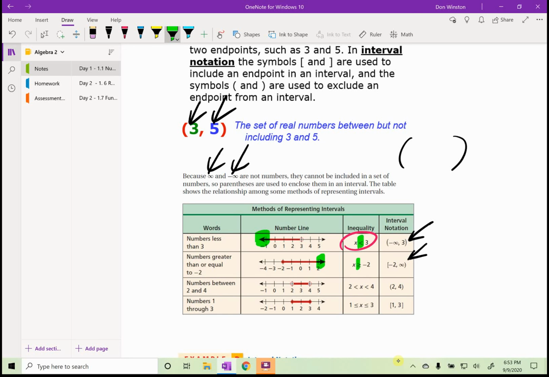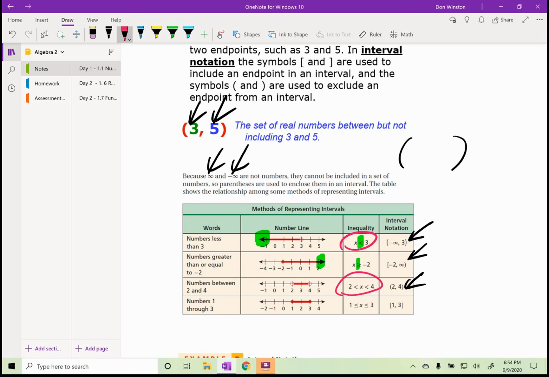And then we have the numbers between 2 and 4. It's open at both ends. We're not including 2 and 4. But here again, this is where the alligator eats the bigger number, so 4 goes on the right and 2 goes on the left.